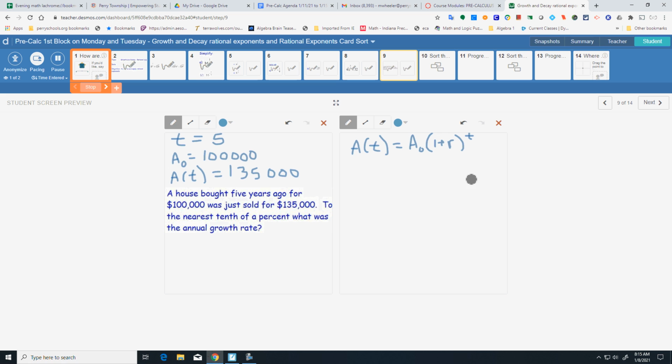So I'm going to go ahead and plug everything in. I'm going to get 135,000 equals 100,000, sorry for the handwriting, times 1 plus r, and my t is 5. Well, again, I want to get the r by itself. I'm going to deal with that coefficient of 100,000, so I'm going to divide both sides by 100,000. Those cancel. Zeros cancel. 135 divided by 100 is going to give me 1.35. So I'm going to have 1 plus r to the 5th.